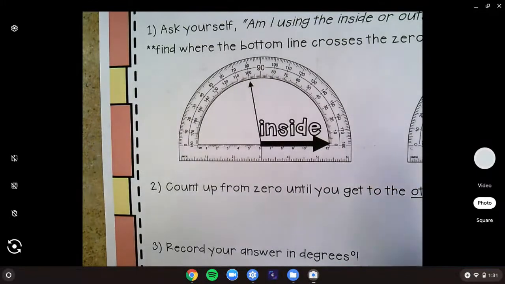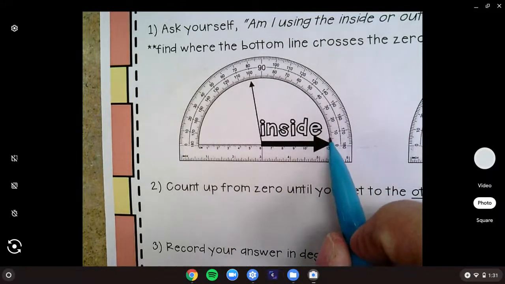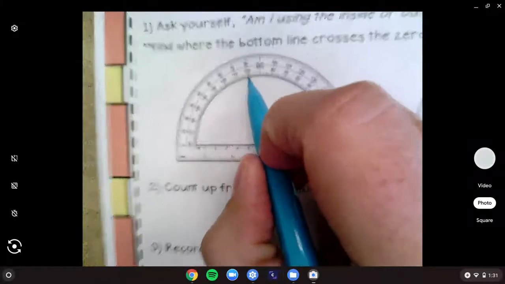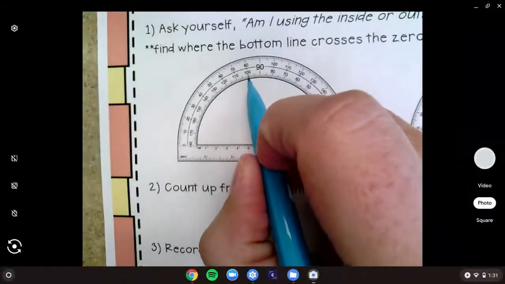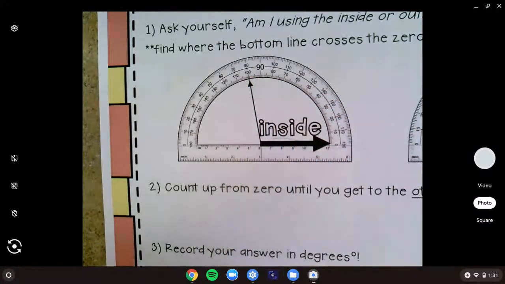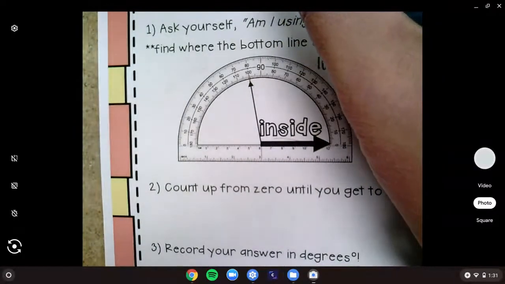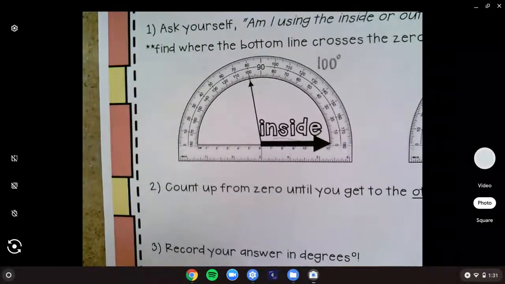So what I do is 0, and I notice I'm using the inside numbers. They're going up, and it's pointing straight at the 100. I know to use the inside part. To write this, I record my number, 100, and then I do a little circle up above to mean degrees.